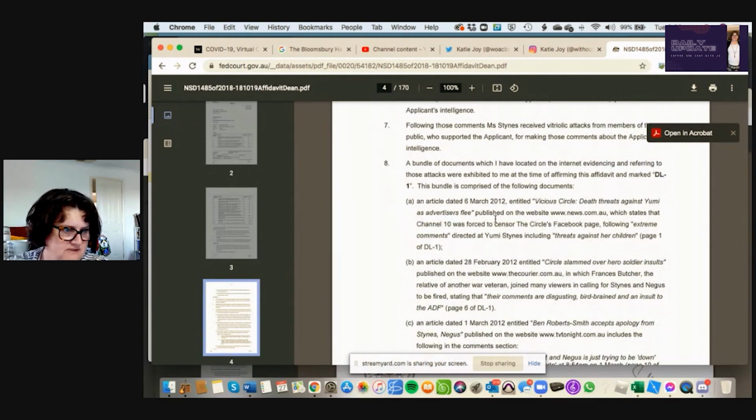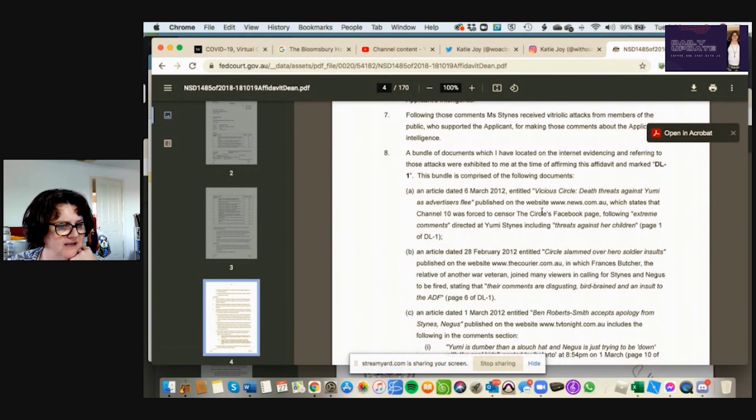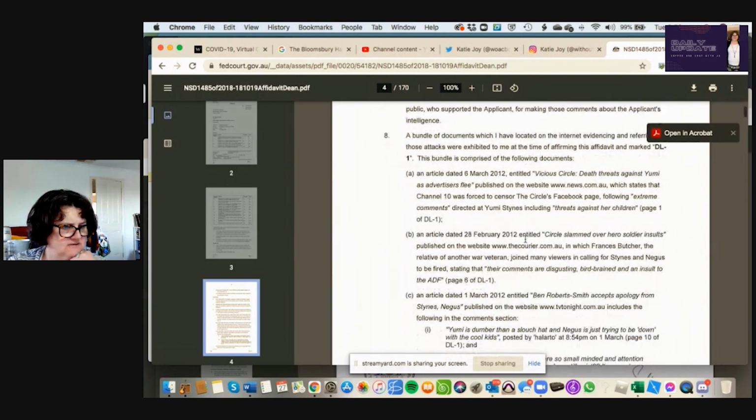A bundle of documents which I have located on the internet evidencing and referring to those attacks were exhibited to me at the time of affirming this affidavit and marked DL1. This bundle is comprised of the following documents. An article dated the 6th of March 2012 titled Vicious Circle, Death Threats Against Yumi as Advertisers Flee, published on the website news.com.au, which states that Channel 10 was forced to censor the Circle's Facebook page following extreme comments directed at Yumi Stains following threats against her children.